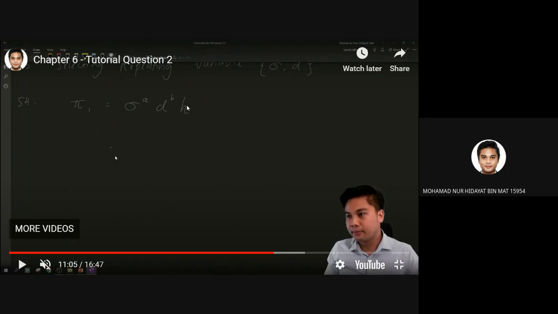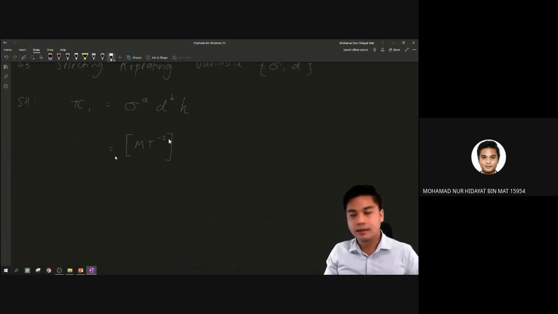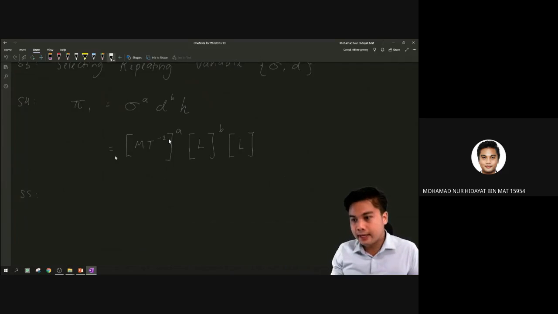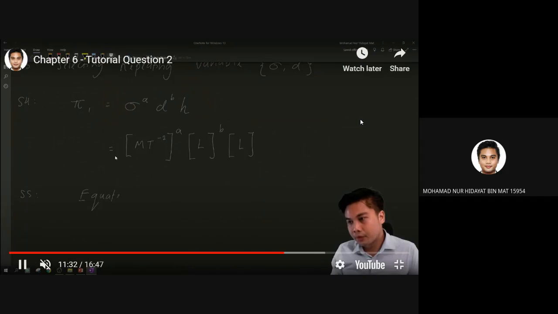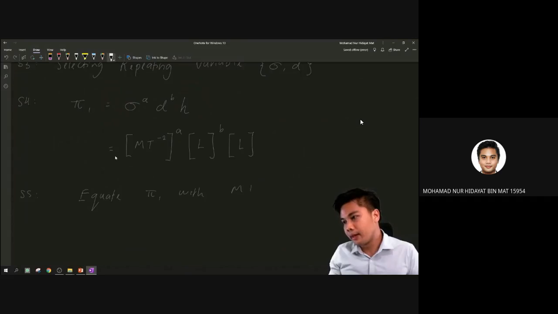For the dependent variable, you don't have any power. Don't write any power of C. Just be like this. And then from here, you need to expand the dimensions. Sigma is M T to the power of -2, the whole bracket to the power of A. The diameter is length to the power of B. And the height is L. So from here, step number 5, please equate with the MLT system to the power of 0.